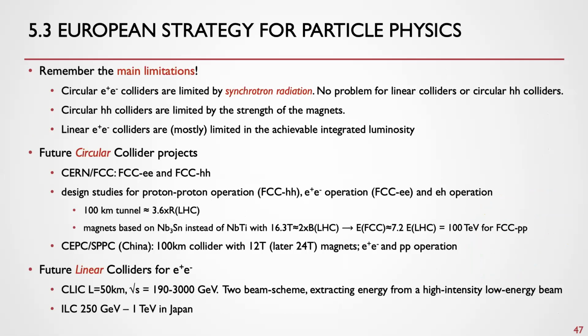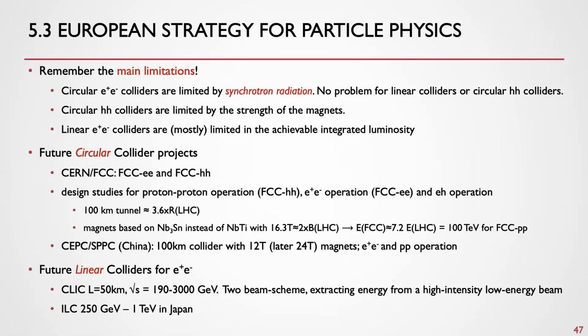Circular e+e- colliders are limited by synchrotron radiation. And this is not a problem for linear e+e- colliders or circular hadron colliders. By hadrons, we mostly mean proton-proton. Sometimes we also mean proton-antiproton, but mostly proton-proton. Proton-proton colliders are limited by the strength of the magnets.